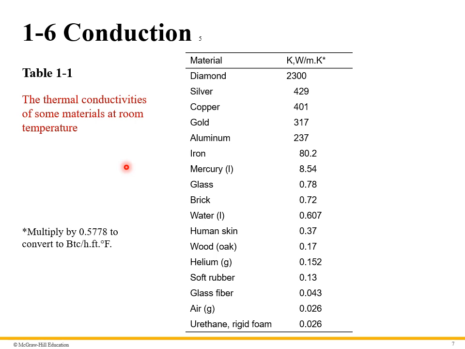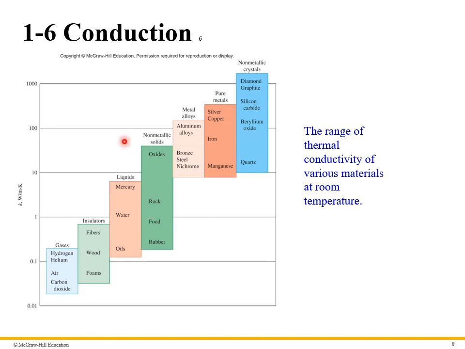Here are some of the thermal conductivities, a table of some materials at room temperature. You can see what the values are for different materials. He gives another table to show you the range of thermal conductivities for various materials at room temperature. Nothing unusual here. You can see it goes up, of course, with the hardness.